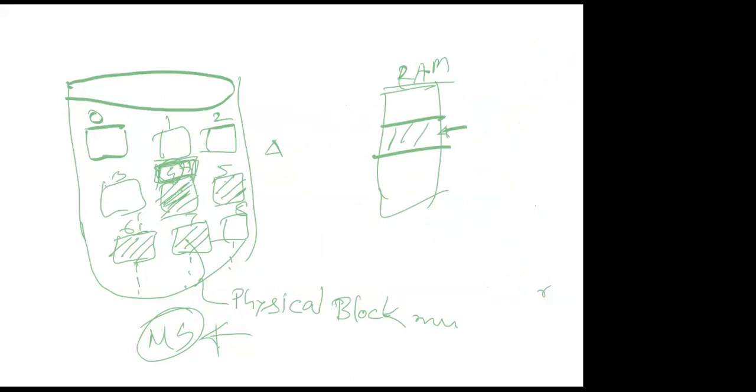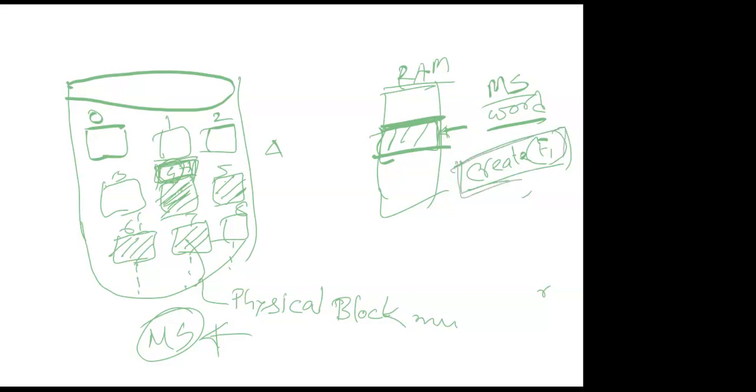Then you just click the save button. When you click the save button, some internal function call will happen. Your MS Word software will make a system call. It's called the create system call, with a file name as a parameter.